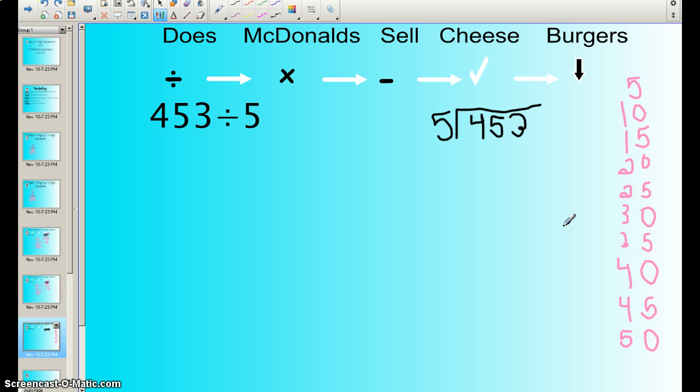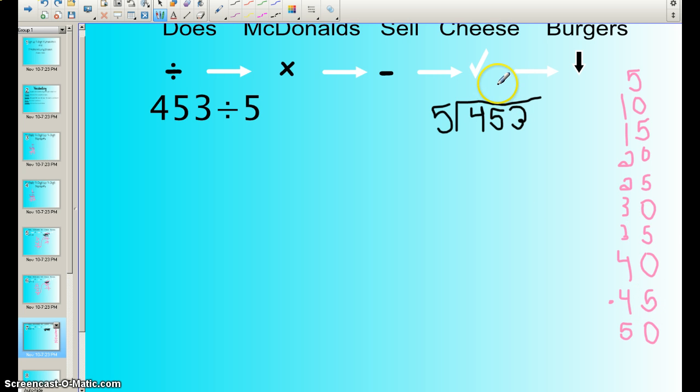And I know it can't be more than 50 because I'm not going to be using a two-digit number when I divide. Okay, so how many times will 5 go into 45? Well, look right here, it's 45. So now how many times is that? 1, 2, 3, 4, 5, 6, 7, 8, 9. 5 will go into 45 9 times.